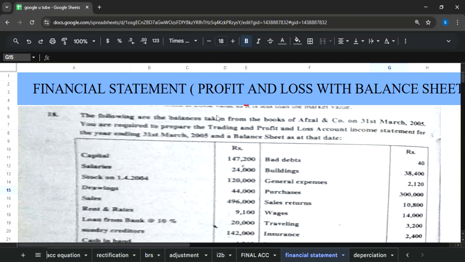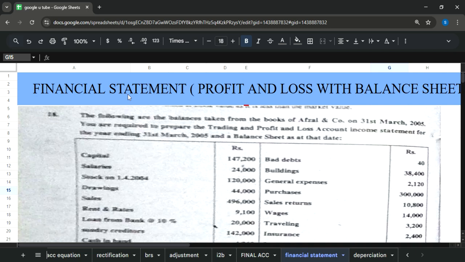Today's target is to solve question number 9, I think. But the question number written over here is 18. I am continuously telling you that these questions are being taken from different books. Our topic is basically creating financial statements, where we will be making the profit and loss statement and the balance sheet as well.